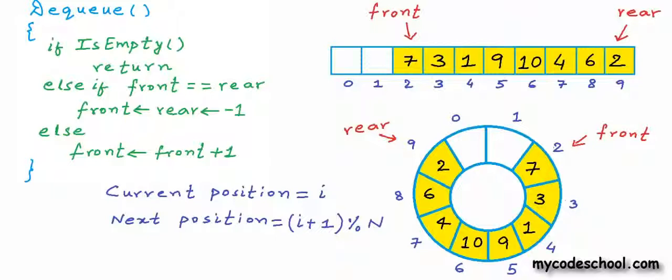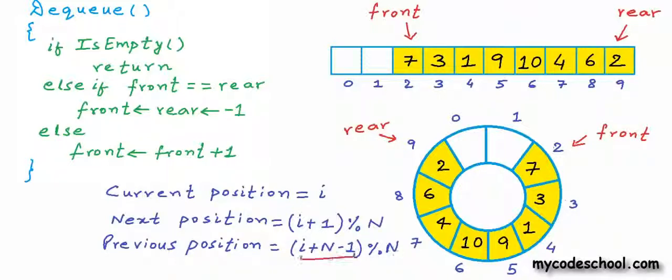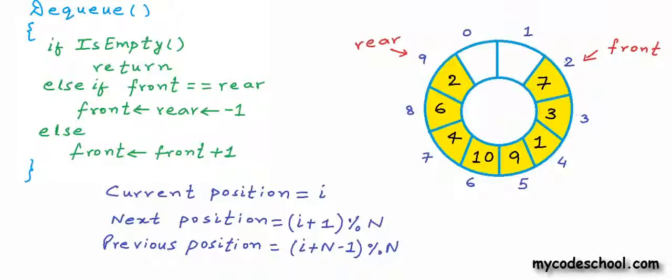Previous position in circular interpretation of array will be I plus n minus 1 modulo n. We could simply say I minus 1 modulo n, but I'm adding n here just to make sure the expression inside the parenthesis is always positive. Give this some thought. You should be able to get why it should be I plus n minus 1 modulo n. Now with this interpretation of array, we can increment rear in an enqueue operation as long as there is any unused cell in the array.